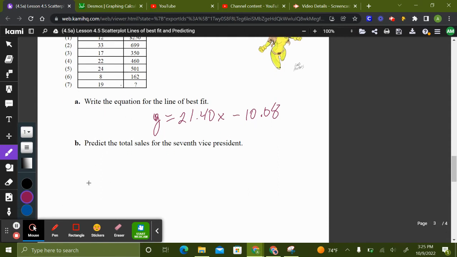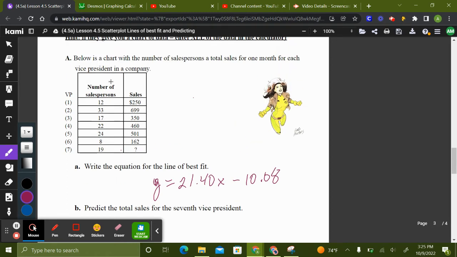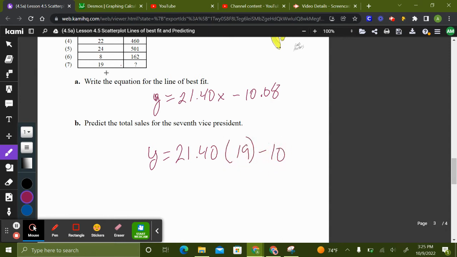All right, this next question asks us to predict the total sales for the 7th vice president, which it tells us happens at 19 salespersons, or that the 7th vice president has 19 salespersons. So there's two ways I'm going to show you how to do this. The first way would be to plug in 19 into my equation. So that would be y equals 21.40 times 19 minus 10.08. And then I would just get a calculator out and actually do that calculation.